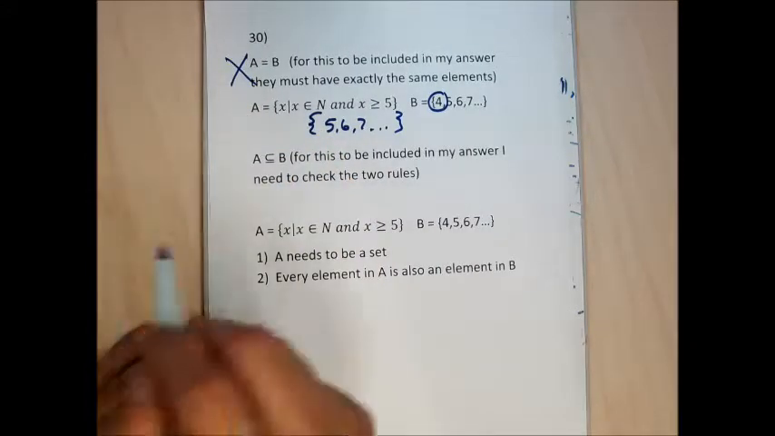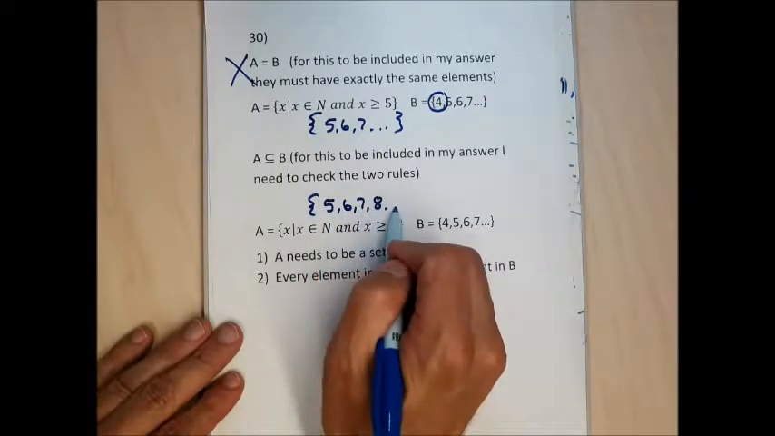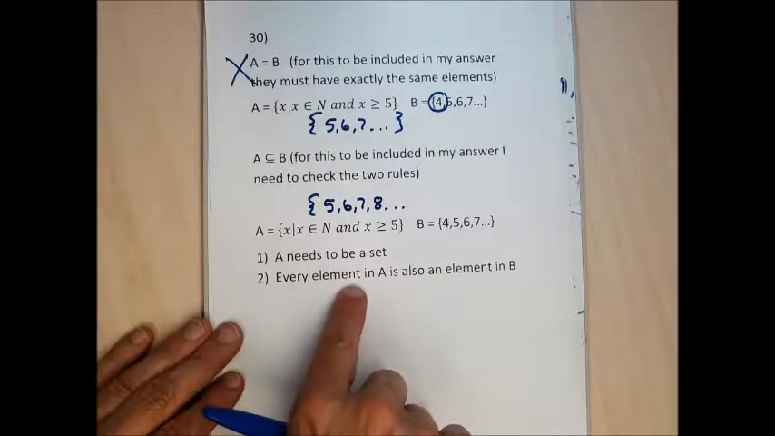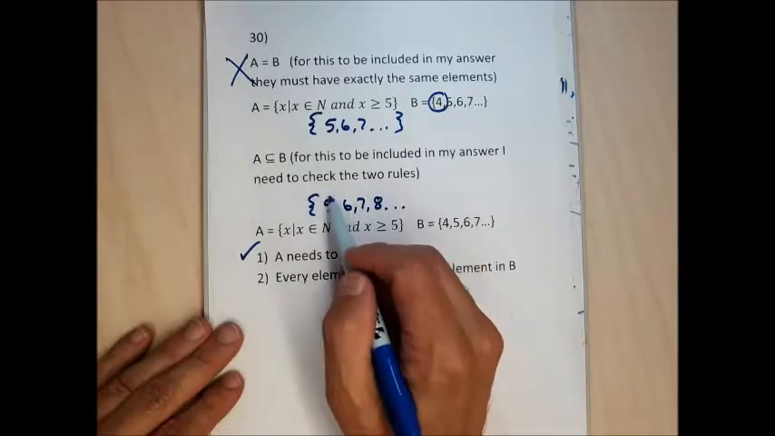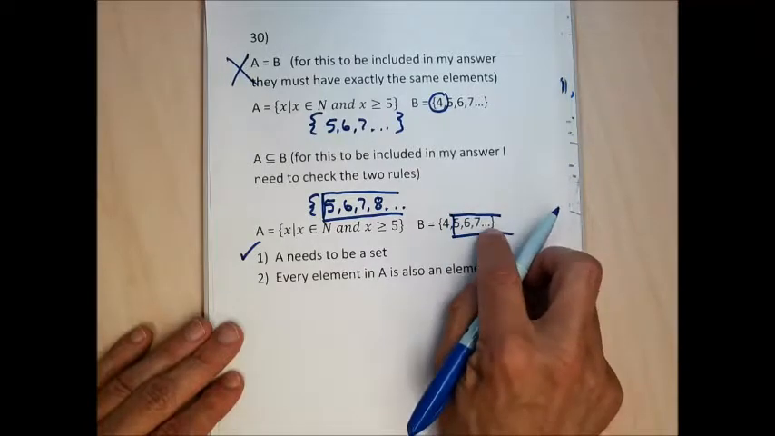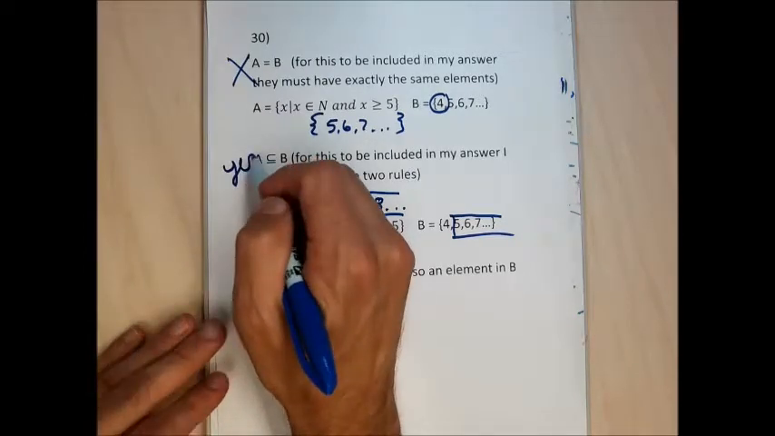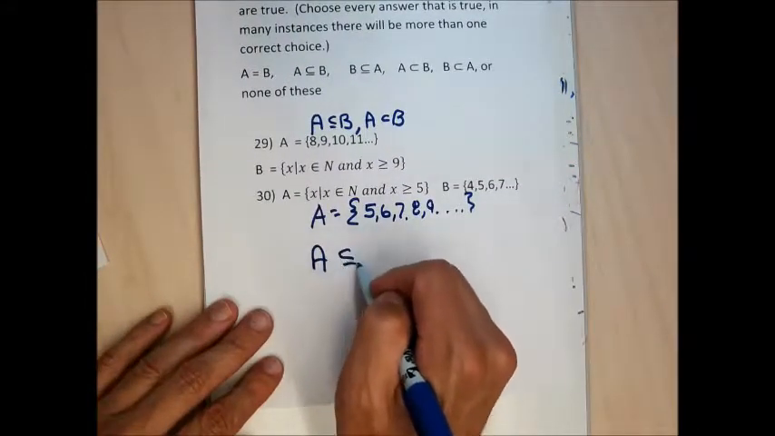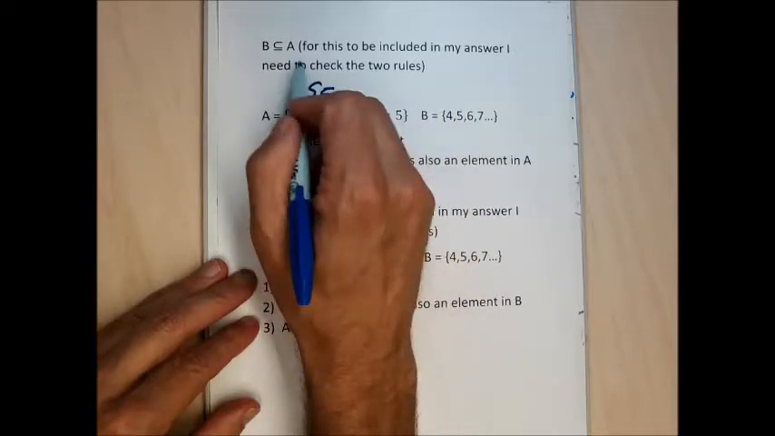The next thing I need to do is see if A is a subset of B, meaning A is a set, and every element in A is also in B. A is a set because it's written in set builder notation. Every element of A, 5, 6, 7, and bigger, is also in B, because that dot dot dot includes 8. So this is satisfied, and A is a subset of B is going to be included in my answer. So part of my answer to number 30 is A is a subset of B. The next symbol I'm going to work on in problem 30 is B is a subset of A.